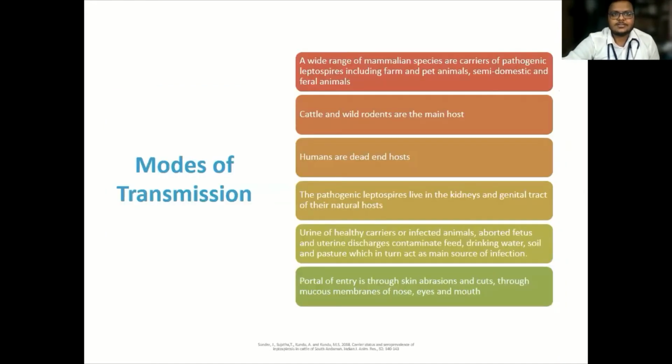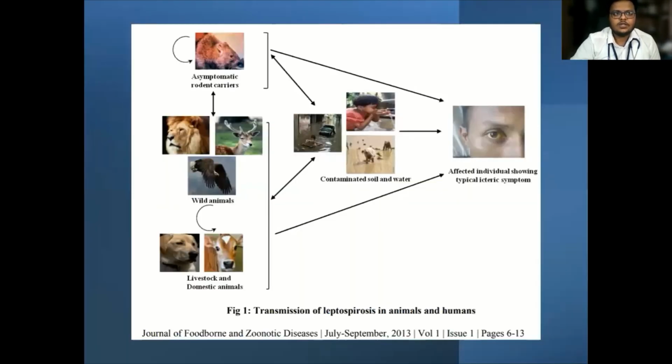Coming to the mode of transmission, infection usually results from direct or indirect exposure to rodents, which are the main hosts that carry the pathogen in their renal tubules and shed pathogenic leptospires in their urine. The portal of entry is through skin abrasions and cuts, and through mucous membranes of the nose, eye, and mouth. Humans are dead-end hosts.